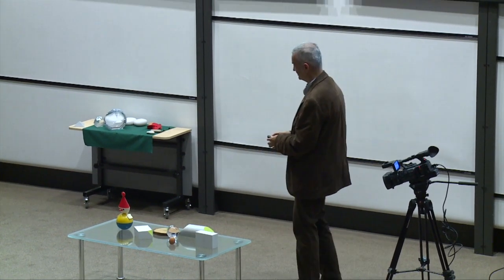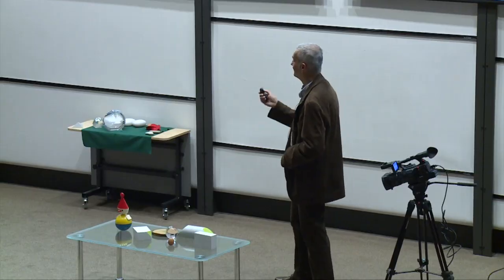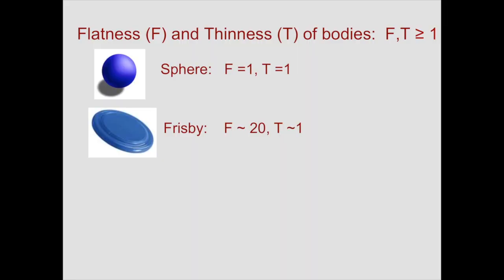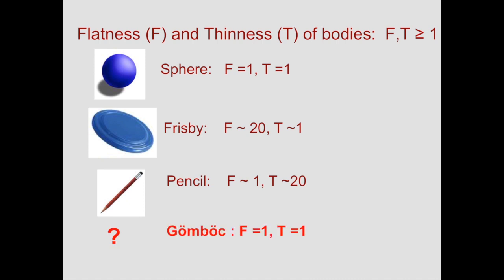I am sorry I didn't bring a frisbee, but most people are familiar with that. This definition would give a very large flatness and a very small thinness value. And the pencil is very thin, but it is not flat. And we could prove that if this object existed, it would also have minimal flatness and thinness like the sphere, but it would not be a sphere.